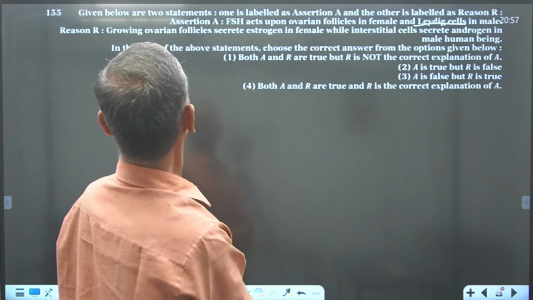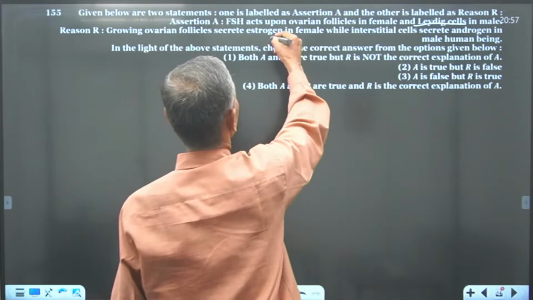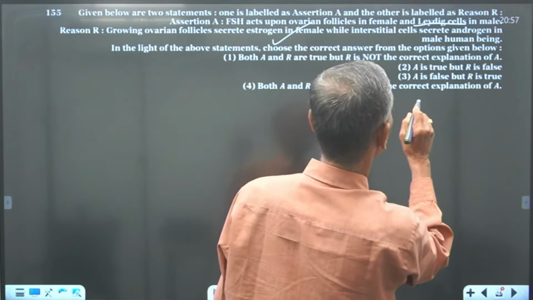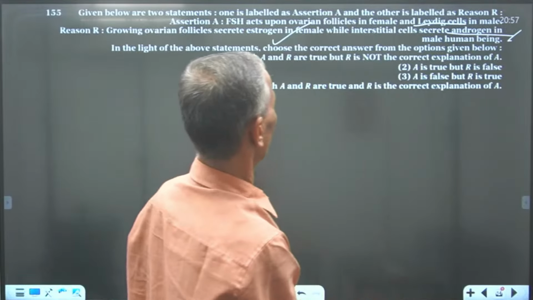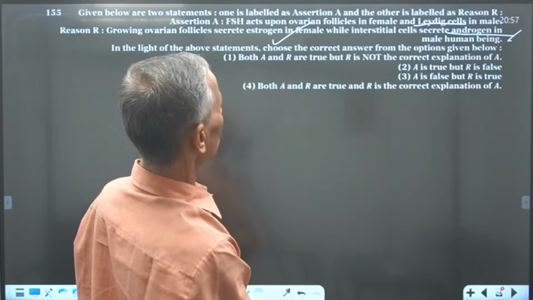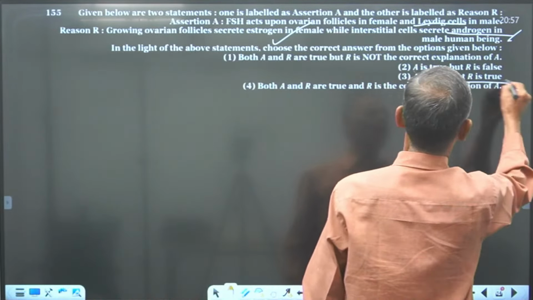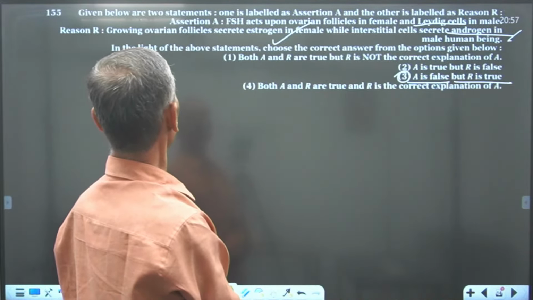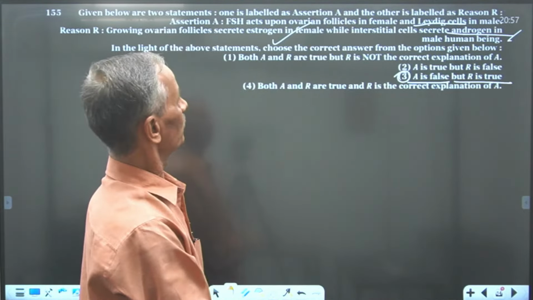Okay. Growing ovarian follicles secrete estrogen in females, correct, while interstitial cells, that is Leydig cells, secrete androgens or testosterone in male human beings. That part is correct. So statement A is false, but R is true. Okay, so question 155. Answer is 3.